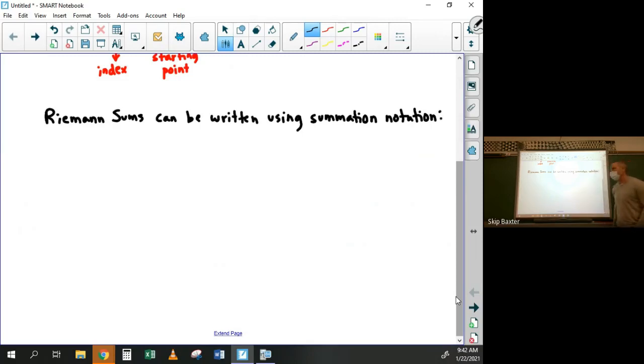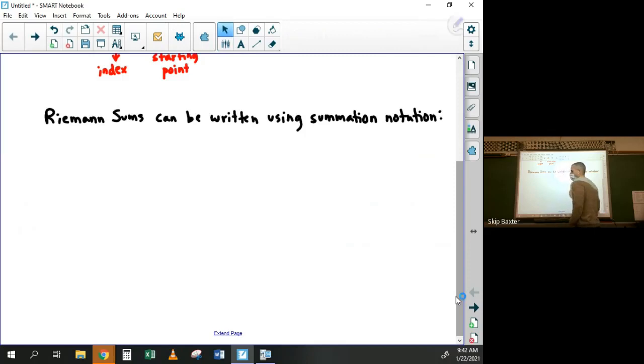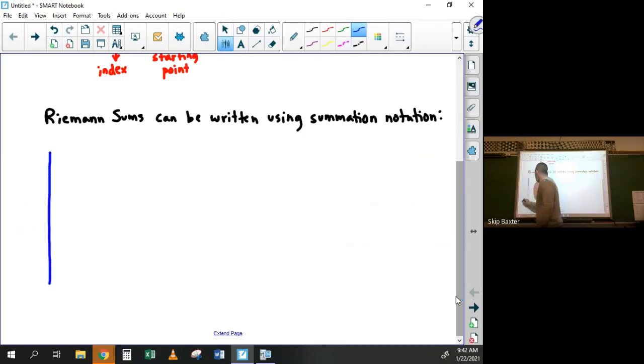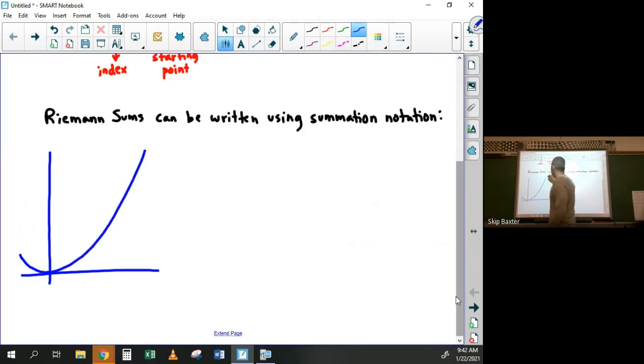For example, suppose we have the function y equals x squared. Okay, so y equals x squared, like that. And we want to approximate the definite integral from like 1 to 3. Suppose that's the area we're trying to approximate. Area from 1 to 3. Definite integral 1 to 3 of x squared dx.